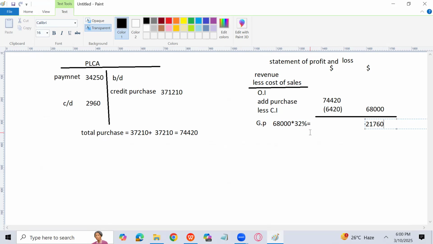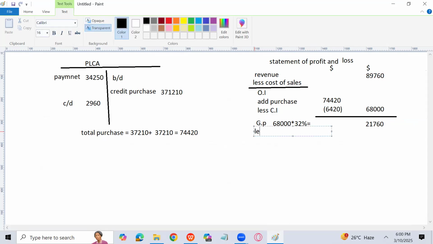We know that, we have worked out 68,000. So 32% of 68,000, which is the markup, we'll get the gross profit 21,760 plus 68,000, that is 89,760 is going to be the revenue for the year.